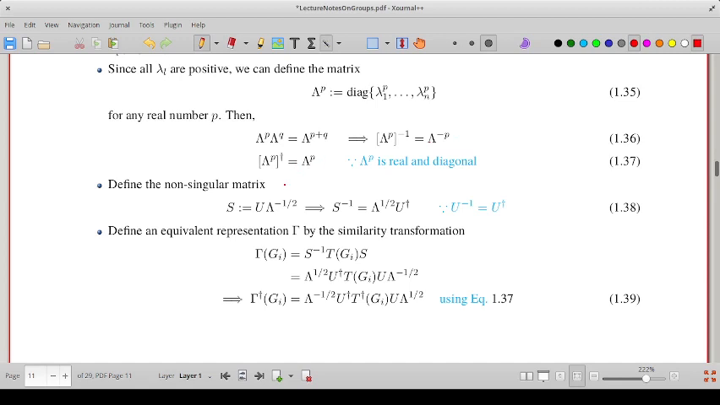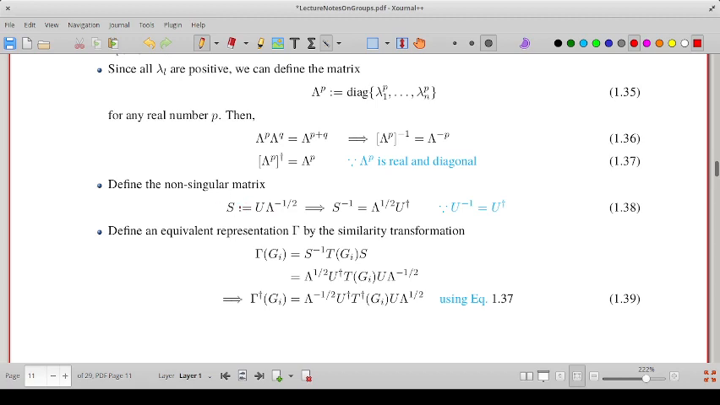power p. Then we can define the non-singular matrix S equal to U lambda to the power minus half. Remember, lambda to the power any real number is well defined, and it is a diagonal matrix with diagonal entries given by that. And since all lambda l's are positive, we will always get real values as the powers lambda l to the power p. Now, since all these diagonal entries are non-zero, it is obviously non-singular, and therefore lambda to the power minus half is also non-singular. U is unitary, and therefore it is non-singular as well. So the product of two non-singular matrices is a non-singular matrix.